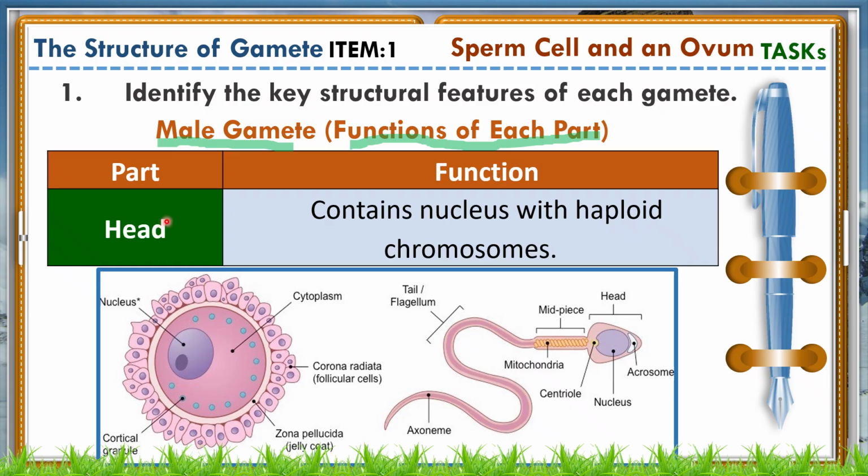The first part on the male gamete is the head. And where is our head? Our head is this one here. And the function of the head, it contains the nucleus with the haploid chromosomes. And our nucleus is the one that is in the middle. This part here is our nucleus, and it is the one that contains haploid chromosomes.